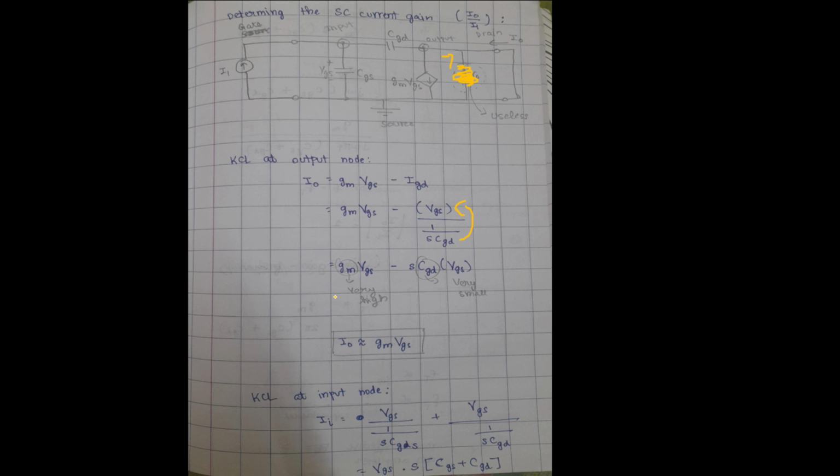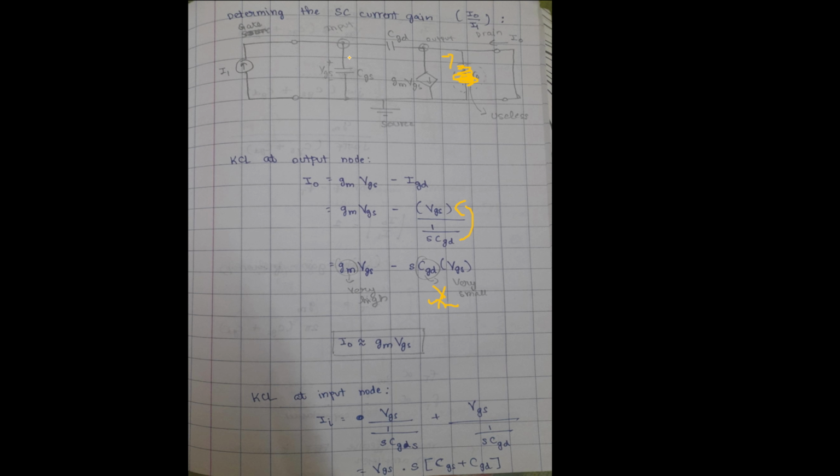Now, again, the same characteristics as for BJT are applied here as well. Since this capacitance is very small, we are going to neglect it. And since gm is very high in comparison with gd, we are going to take only the gm term, or the transconductance term. So we have I0, or I output, equal to gm times VGS, right? So this is I output.